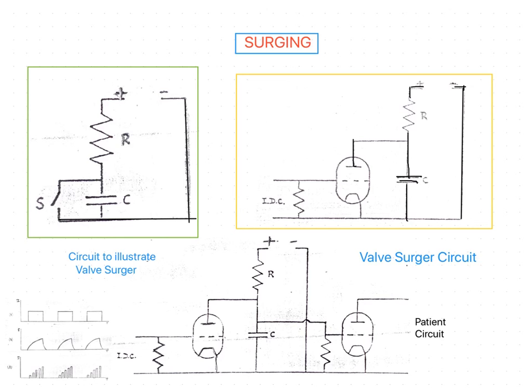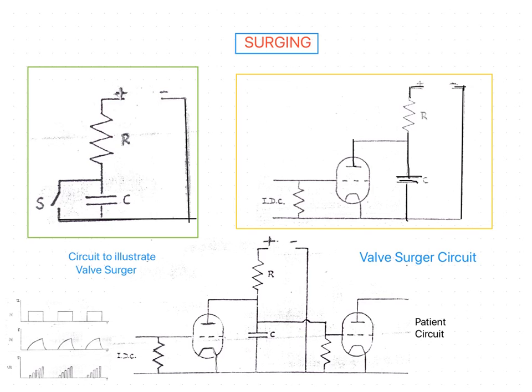Now in this session we are going to discuss surging and the apparatus or circuits which are used for surging. First, the exact definition of a surge: the intensity of successive impulses increases gradually, each impulse reaching a peak value greater than the preceding one, and then falls either suddenly or gradually. This is called a surge.